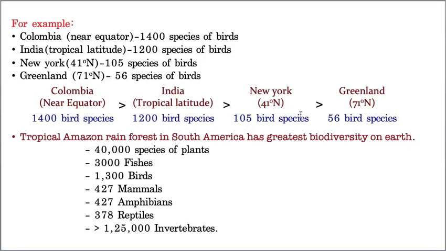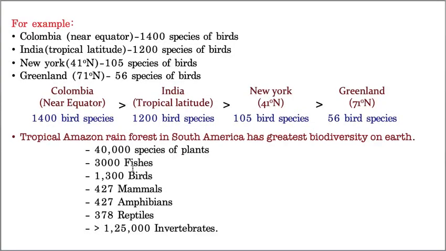Now for a little more understanding, we will take a third example, the tropical Amazon rainforest, which is in South America and has great biodiversity, because I already told you tropic regions are near the sun, so the temperature is good. That's why you can see great biodiversity. What is the biodiversity? Let us see. 40,000 species of plants. Can you imagine? But it is true.